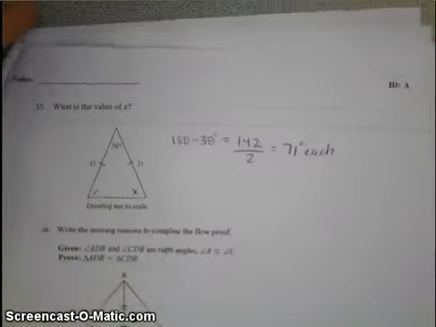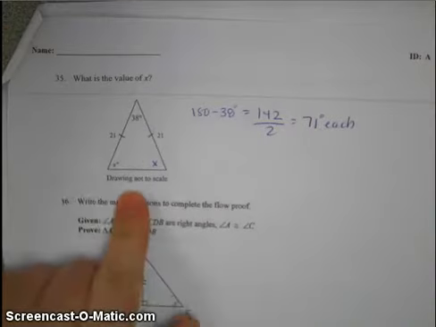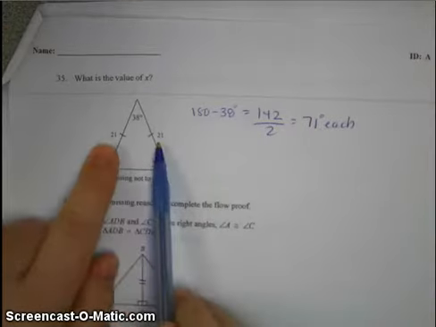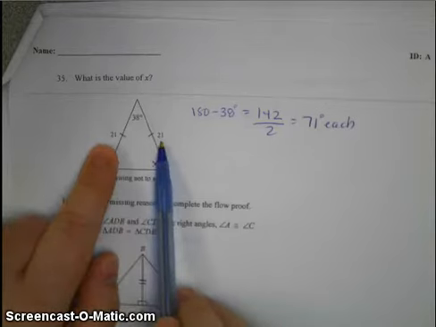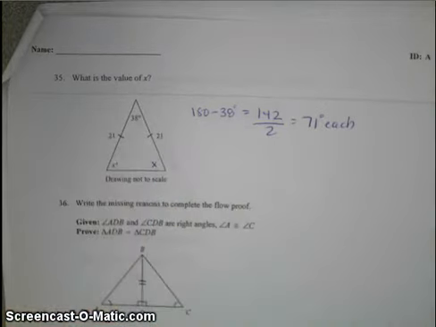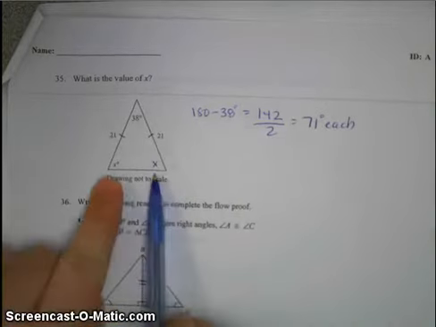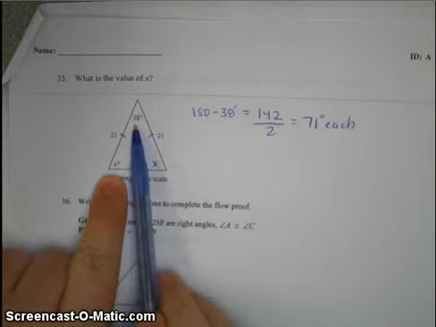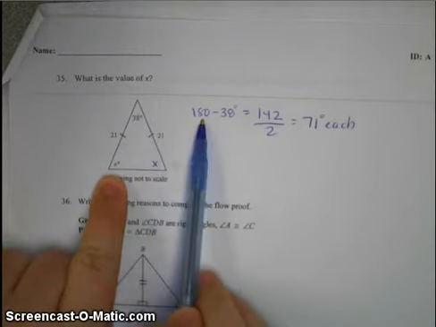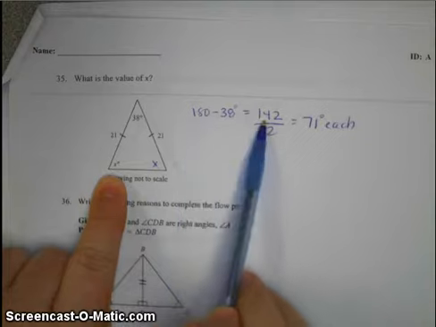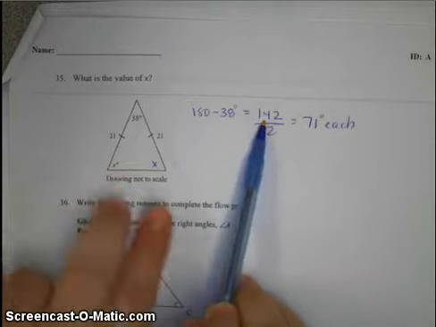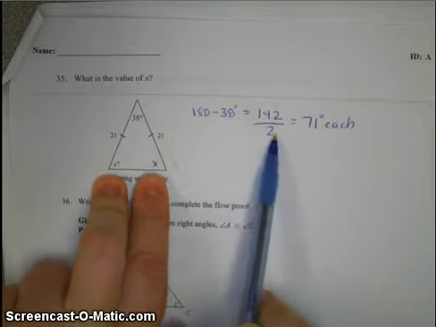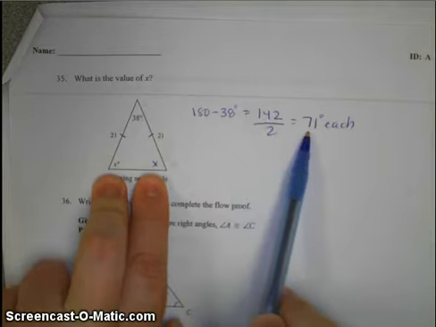Number 35, what is the value of X? Looking at this picture, seeing that both of these side measures are marked 21, I know that this is an isosceles triangle, which also tells me that these base angles are congruent. So if I already have 38 degrees used up of 180 degrees in my entire triangle, that leaves me with 142 degrees left. Since I know they're congruent, I can cut this measure in half to get 71 degrees each.